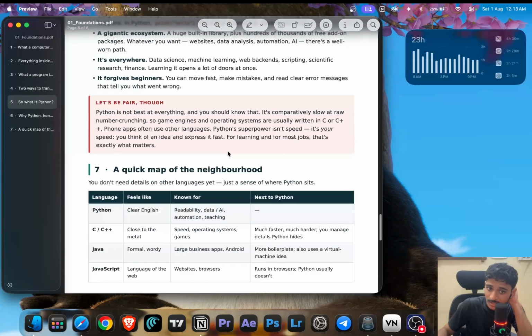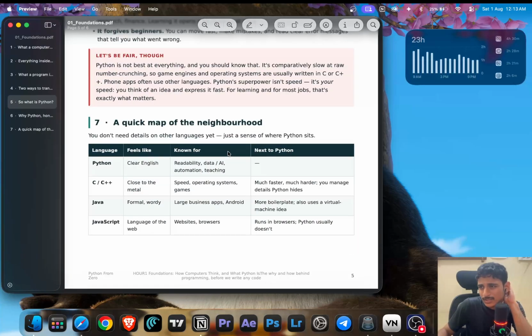When we compare it with other programming languages, as we said, it is clear English and readable, good for automation. It is a bit slow. As I said, there are always disadvantages for the advantages you take, and advantages for the disadvantages you bear. So yeah, it's that way.